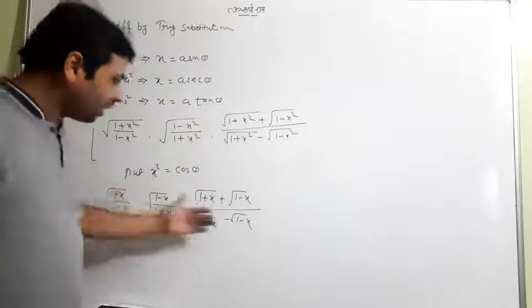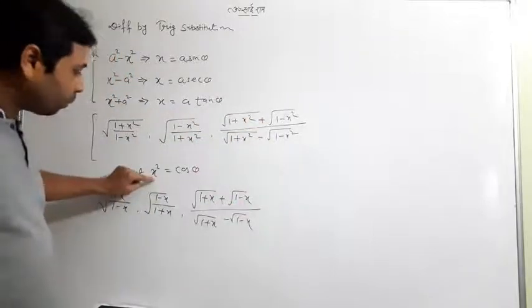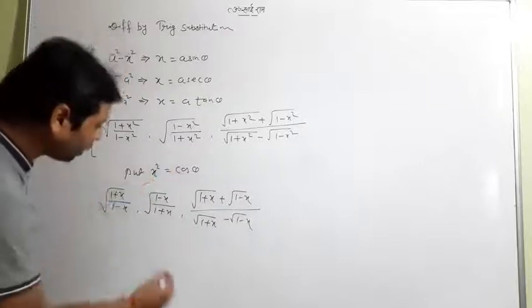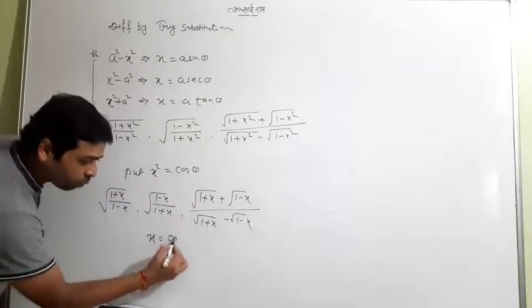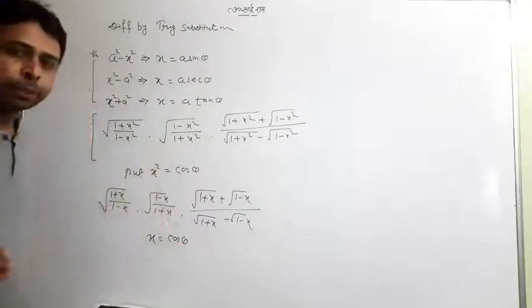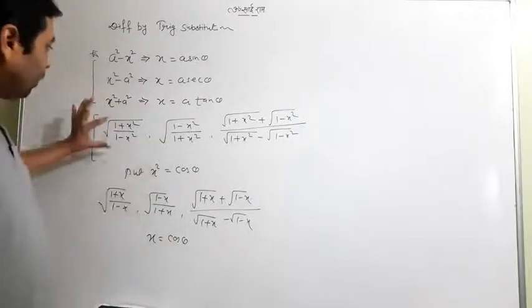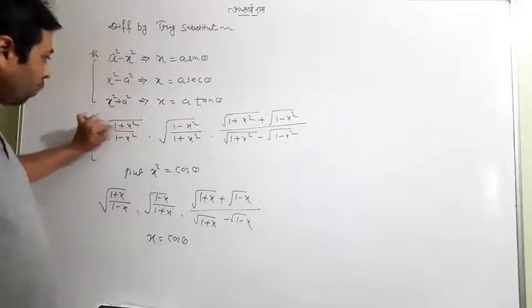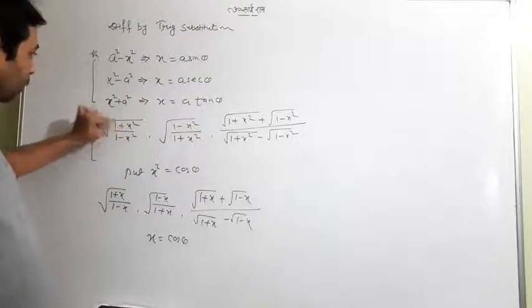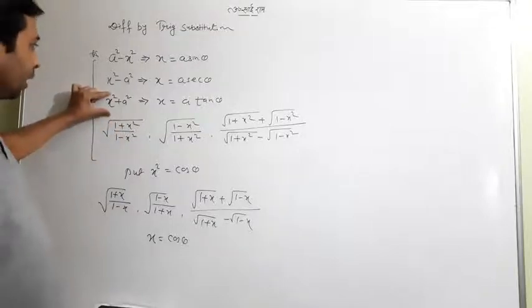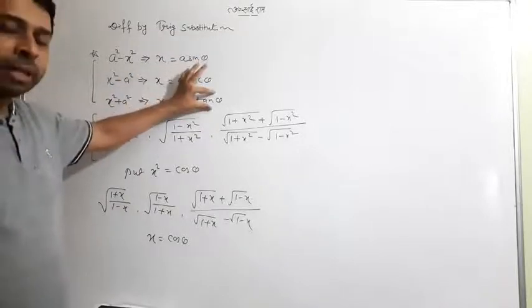It is not having the square. Here we substituted x square equal to cos theta. Here we substitute x equal to cos theta. Only the difference, keep in mind: if you see 1 plus x square, one will think that 1 plus x square is looking like this one. So one can think that x equal to tan theta will be substituted.